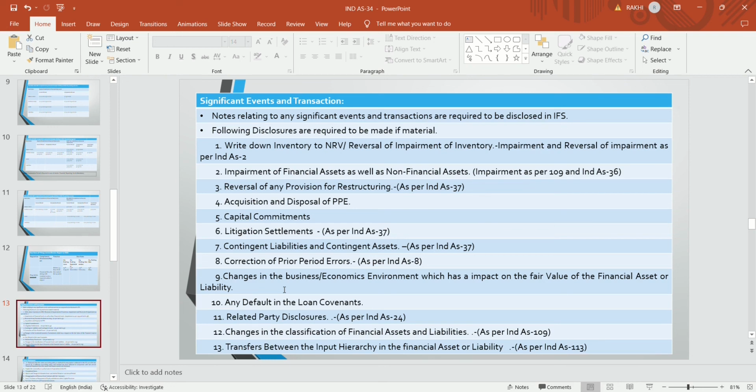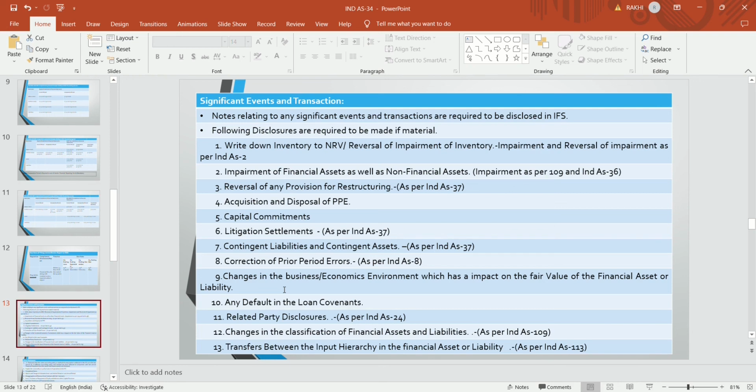If any capital commitment is there, capital commitment means any sales order or purchase order is there, and if they had made a purchase of any 2 crores or 3 crores of items and the remaining items are pending, so it's a commitment for the company. So any capital commitment that is of material nature is required to be disclosed.